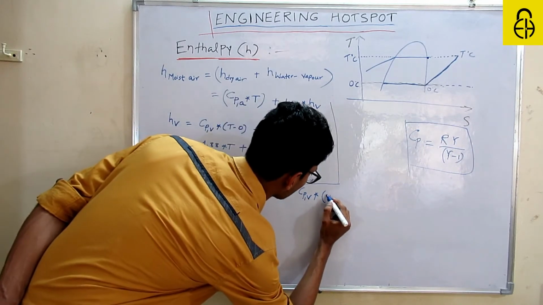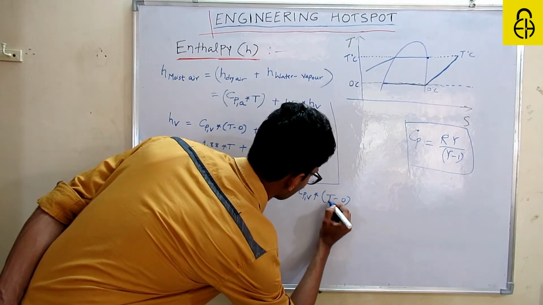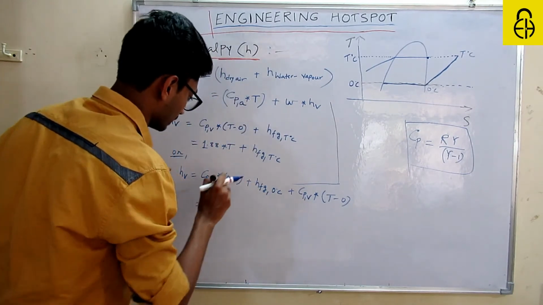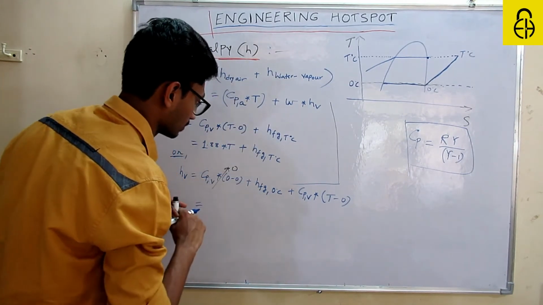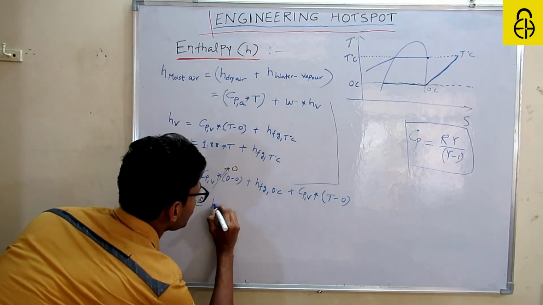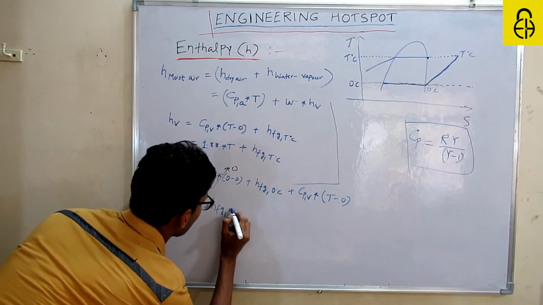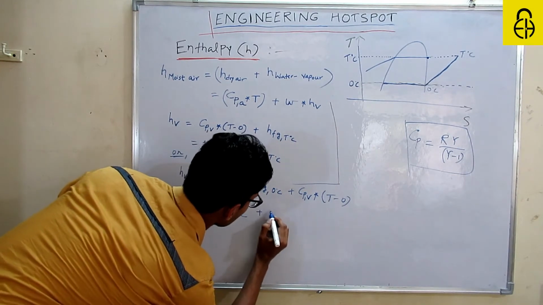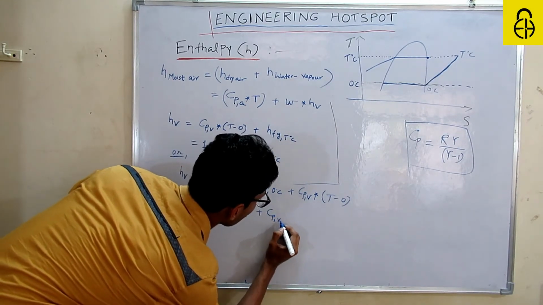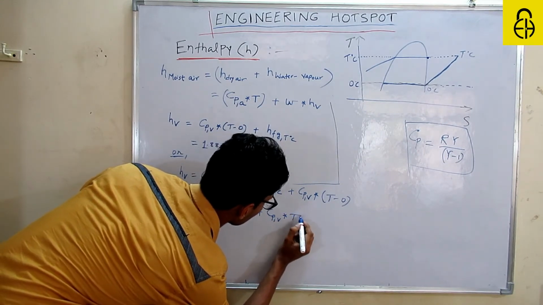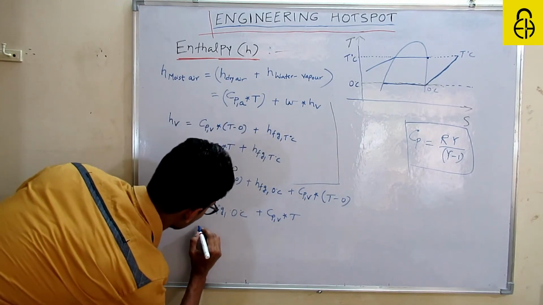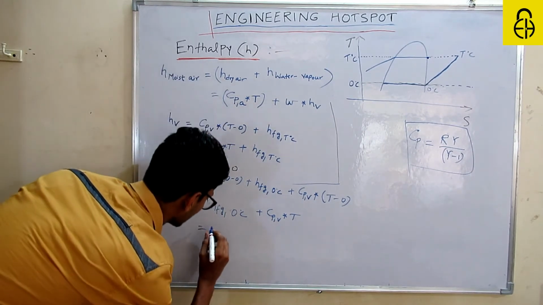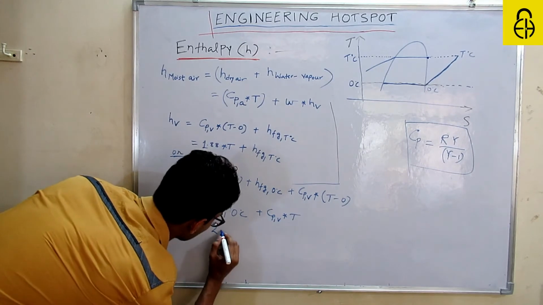So this will be T minus 0. So this part will get cancelled. This is 0. So you will be left with HFG at 0 degree Celsius plus Cp of vapor into T. This is the dry bulb temperature. If you see from the steam table, this HFG at 0 degree Celsius is around 2500.